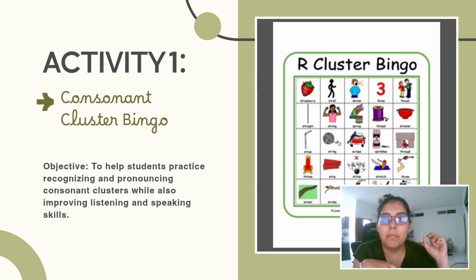The students mark the clusters they heard on their bingo cards, and the first student to get a full line wins and must pronounce the words on their card. The integration we have in this activity: in listening, identifying consonant clusters in spoken words. Then in speaking, pronouncing the words with consonant clusters when they win. Reading the words on the bingo cards, writing down the words as they hear them.